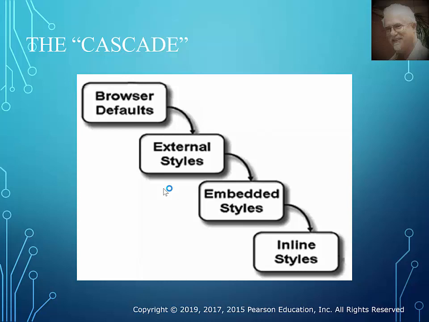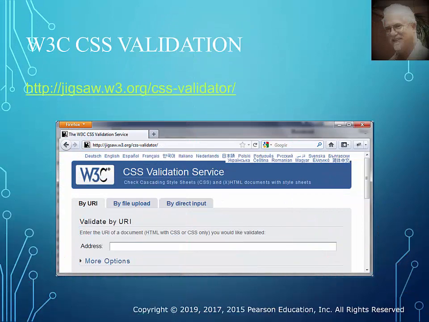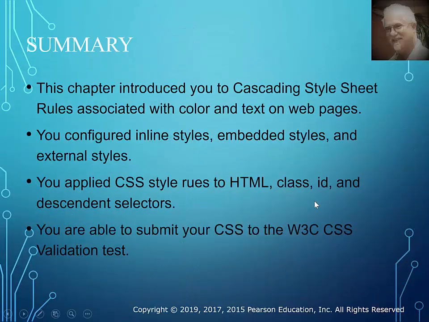Understand the cascade. First is the browser default, external overwrites that, embedded overwrites that. Your inline style, which is as close as possible to the element, overwrites that. Understand how this cascade works and you will have fewer problems, I guarantee you. Validate everything, make sure it all works. Sometimes it's the line above the thing where it stops working, that is the problem. If you can't see it, your friend can't see it, send it to a validator.